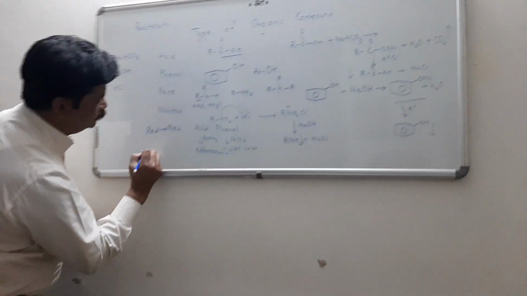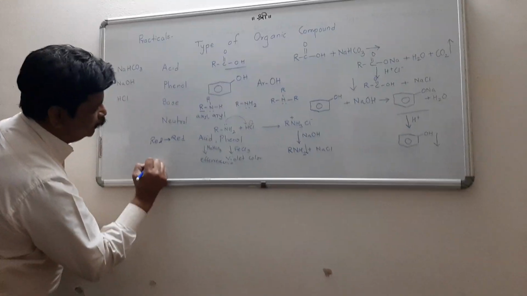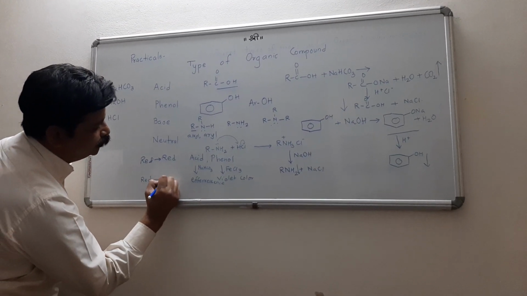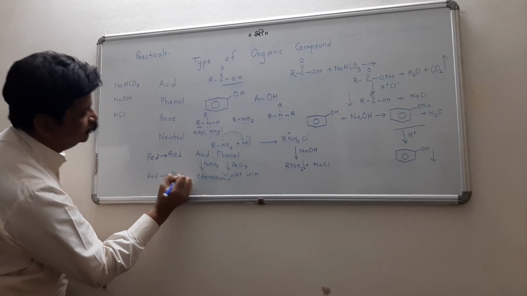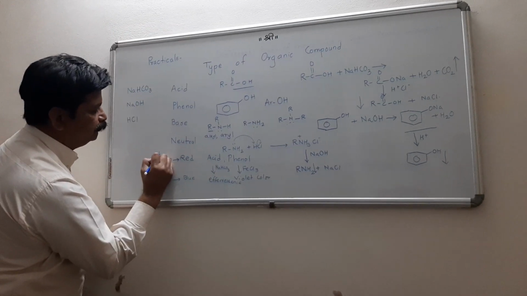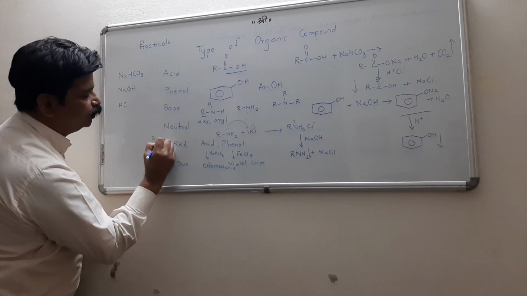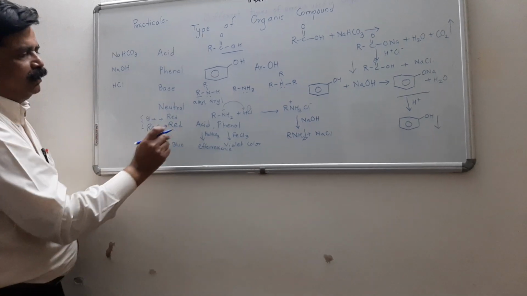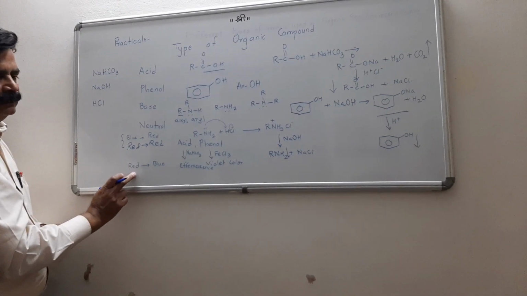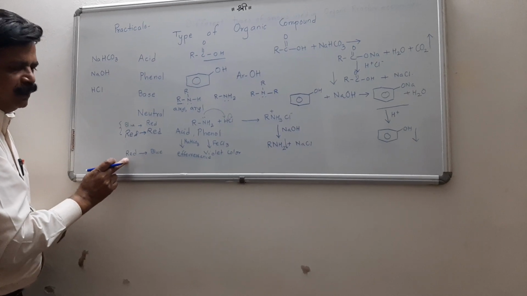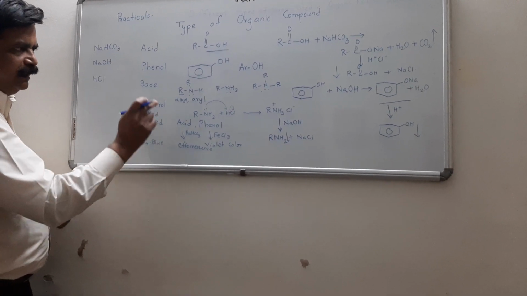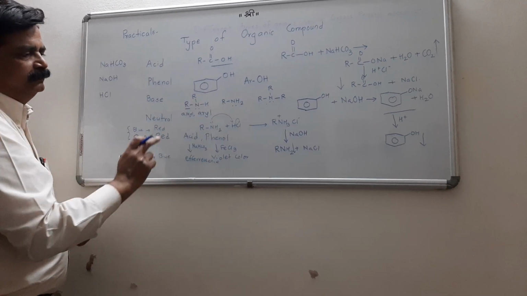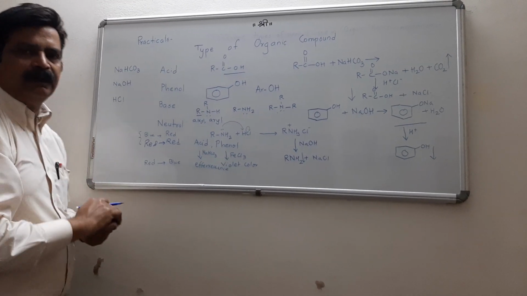And base is confirmed by converting red to blue litmus. Here in acid and phenol, blue also gets converted into red. These are the two tests for acid and phenol, and this is the test for base. But this is not a very good test which is given by bases, as they are not very strong bases. This is alright. Okay.